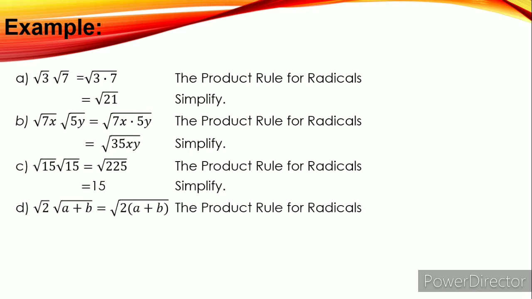Let's go to letter D. Square root of 2 times square root of a plus b equals square root of 2 times the quantity a plus b, that's the product rule for radicals. And it can be square root of 2a plus 2b, that's the simplified form.